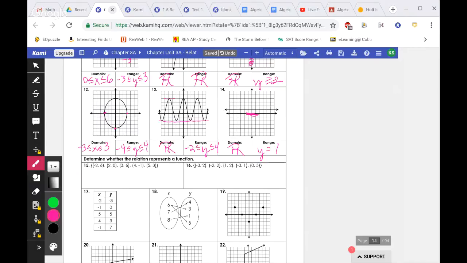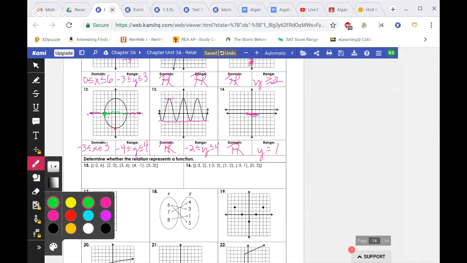Re-explain number 12? Is that what you asked? Yes, ma'am. I sure can. The domain is what is going on horizontally. And so I don't have any numbers here and no numbers here. It's only these numbers in between. So the beginning is -3 right there.